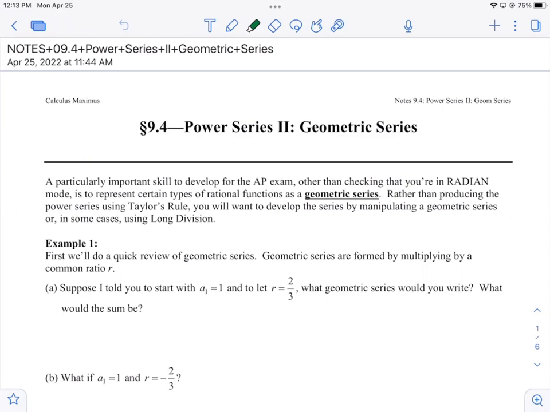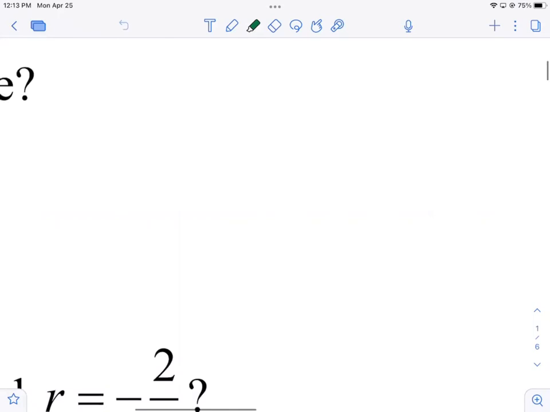Yeah. Geometric series. So to review geometric series here, if you start with the first term of 1 and you let the ratio be 2/3, what would the series look like? Let's go ahead and write it out here. It would look like this, right? If the first term is 1 and r was 2/3, what would the next term be?